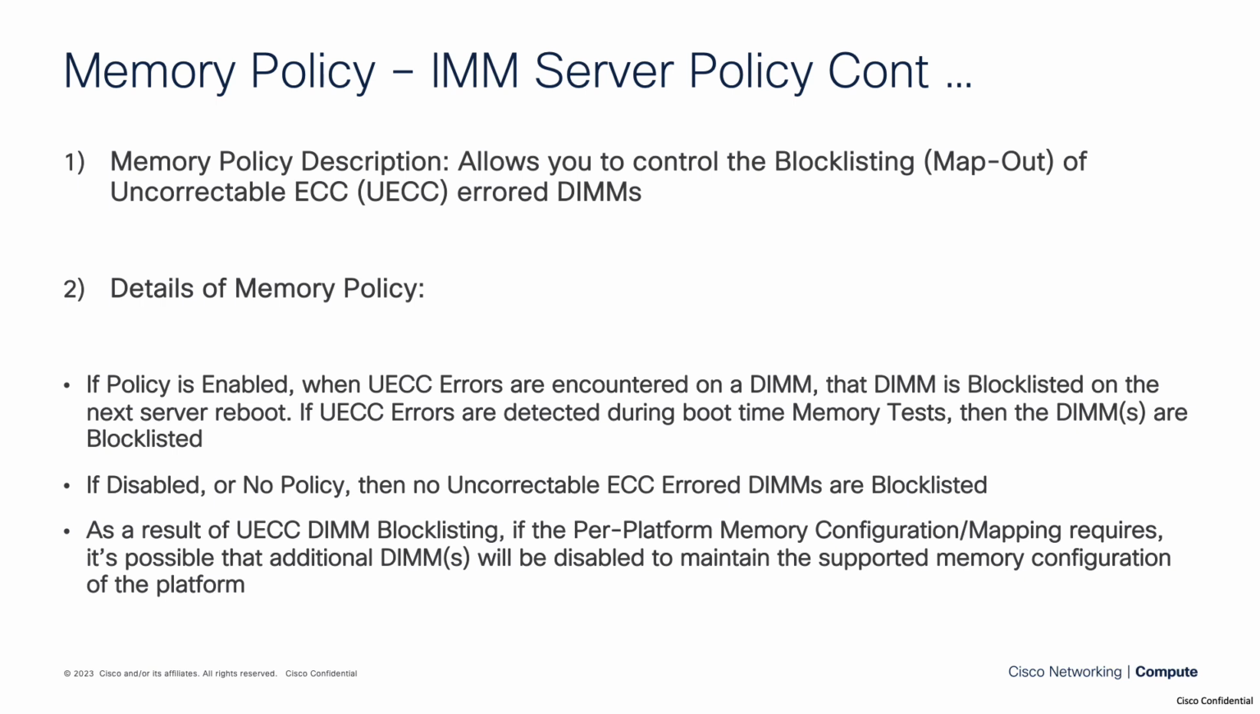Also, to be careful here, the per platform memory rules need to be maintained. Okay, so it is possible if you encounter an ECC error DIMM and you have block listing enabled, for that DIMM to be blocklisted, but then an adjacent DIMM can be disabled automatically because of the configuration requirements of DIMMs per CPU.